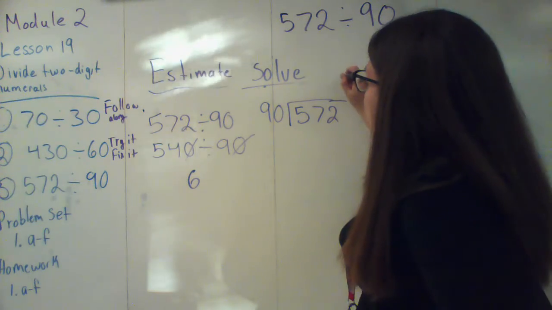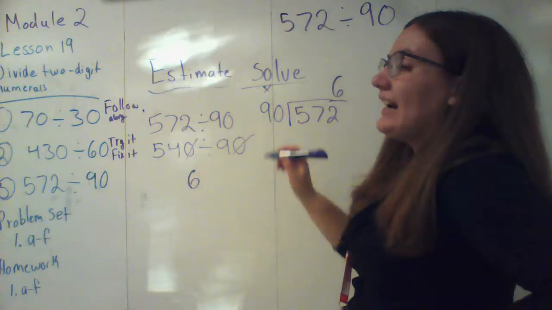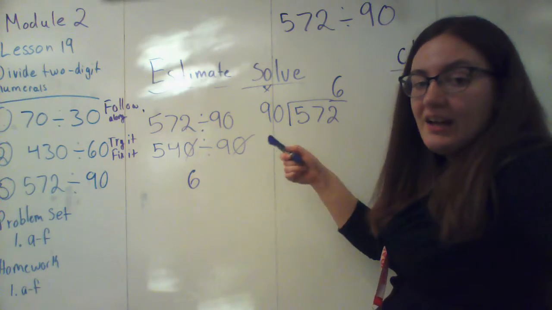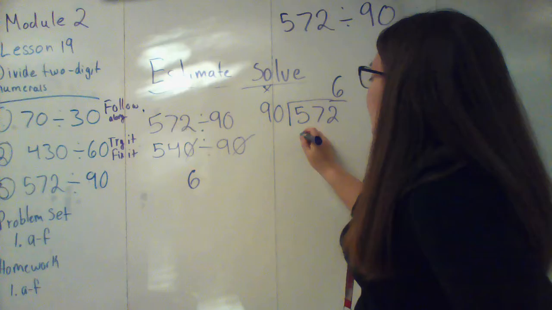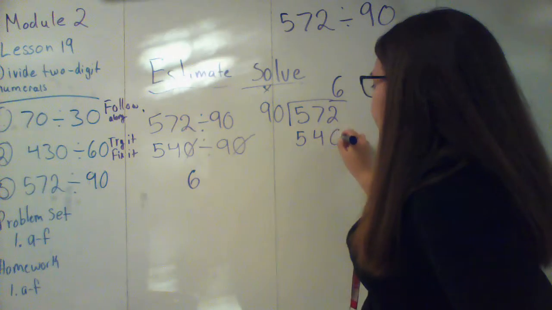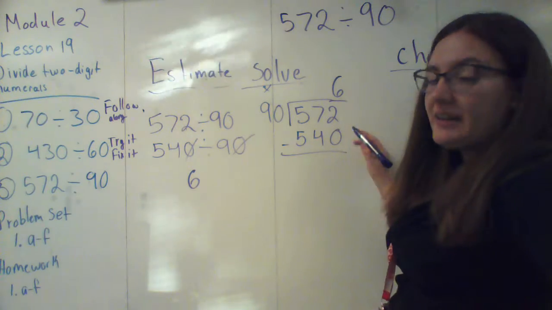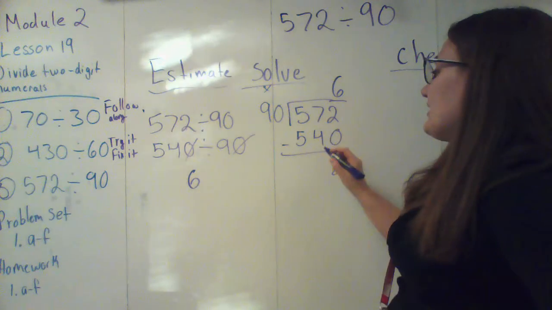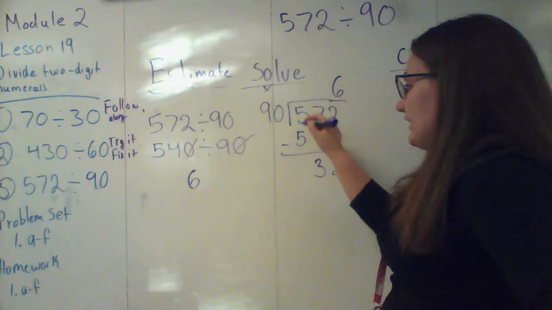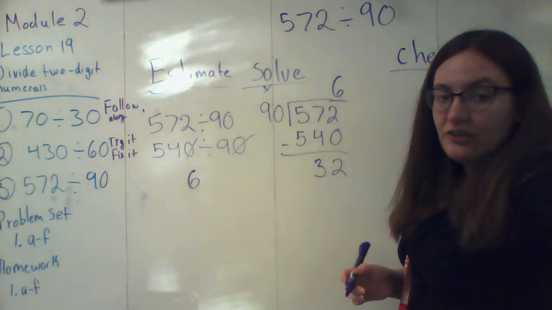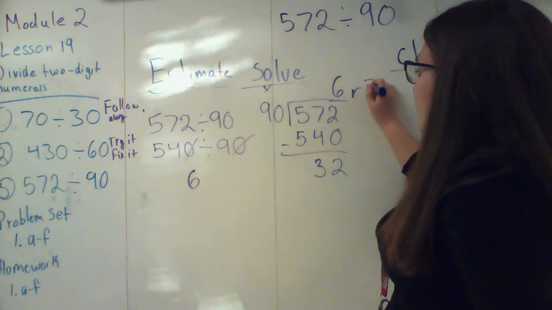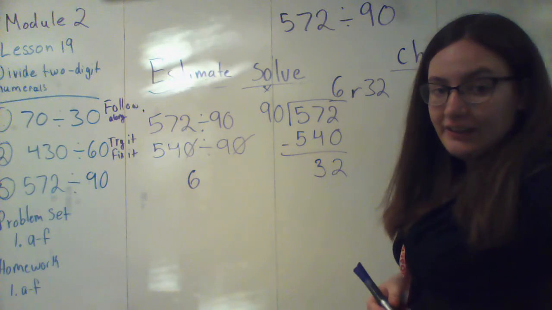So I'm going to put a 6 right here. You need to put that X right there, so you remember to multiply. 90 times 6 is 540. And then I can start subtracting. So I have 2 minus 0, which is 2, 7 minus 4, which is 3, and then 5 minus 5, which is 0. So I have 6 remainder 32 as my final answer.